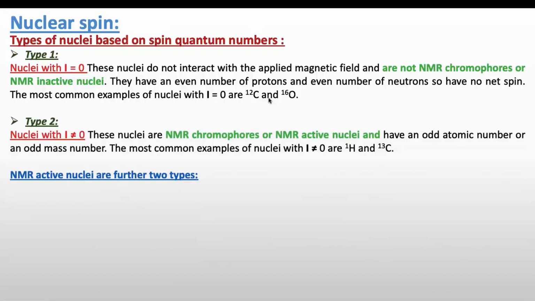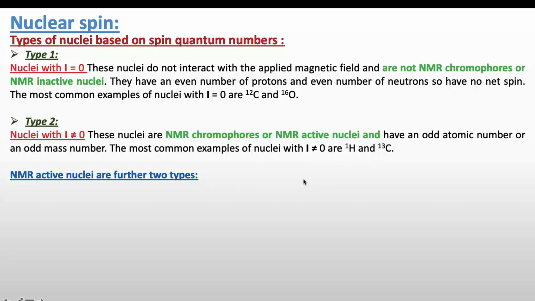Type 2 nuclei are those that have I greater than 0. These nuclei are known as NMR chromophores or NMR active nuclei, and the condition for these nuclei is that they must have an odd atomic number or odd mass number. The most common examples of this type of nuclei are proton, that is 1H, and 13C.